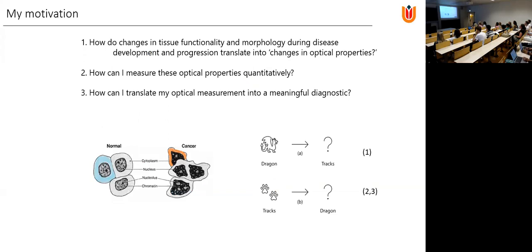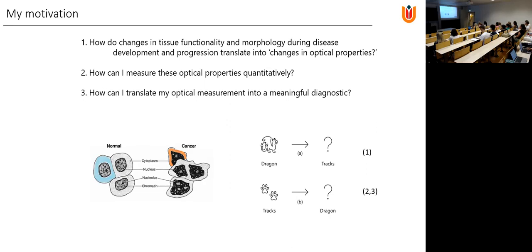So then the research questions in our group were: how can we use this mechanism? How does it work? How do changes in tissue functionality and morphology during disease progression translate into these changes of optical properties? Do we understand the biology, the mechanisms? Then the second question is, can we measure the properties quantitatively as a result of these changes? And if we can, can we then translate our optical properties into a meaningful diagnostic?